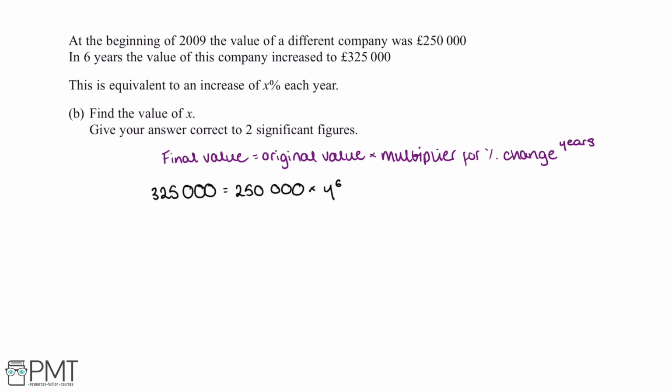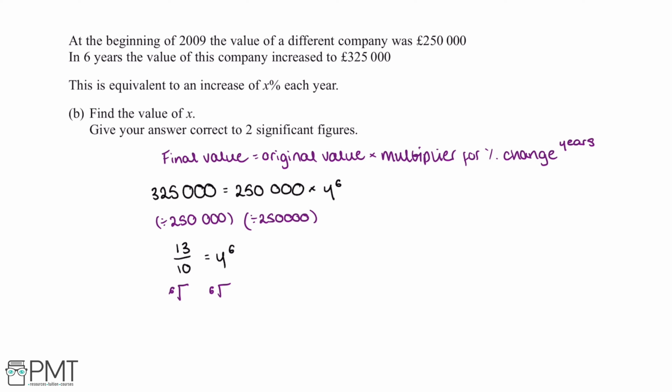And now what we're going to want to do is simplify down this equation to make y the subject. So the first thing we're going to want to do is divide both sides by 250,000. So 325,000 divided by 250,000 gives us an answer of 13/10. And this will be equal to y to the power of 6. And now in order to get y on its own on one side, we're going to want to do the 6th root of both sides.